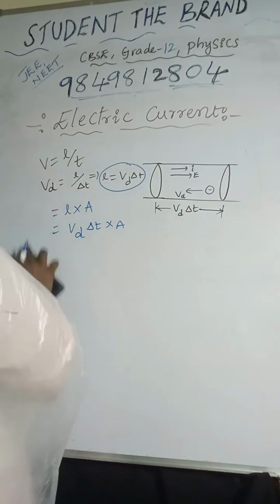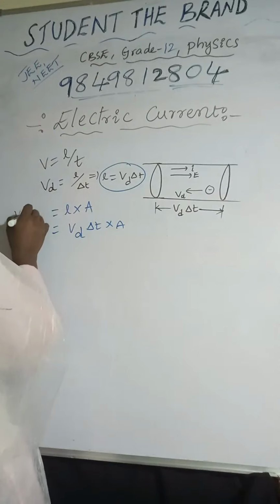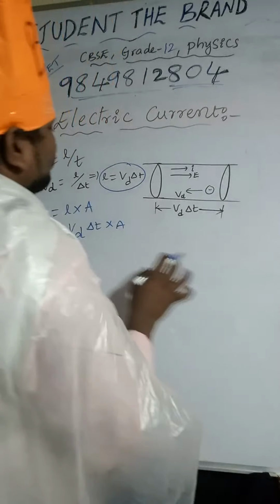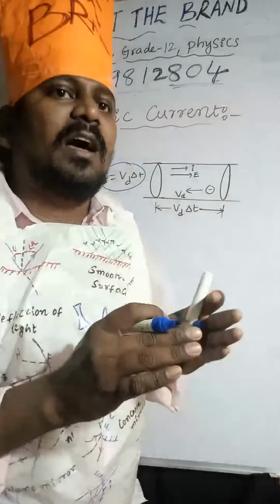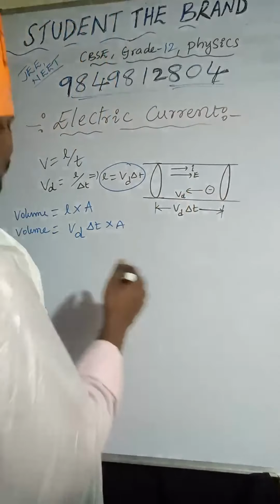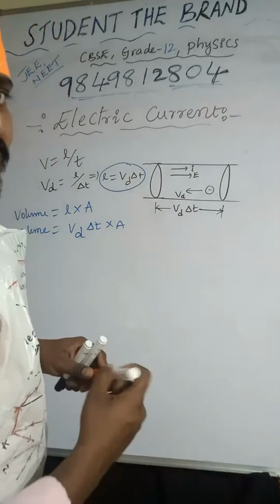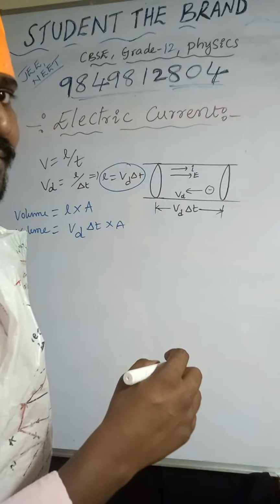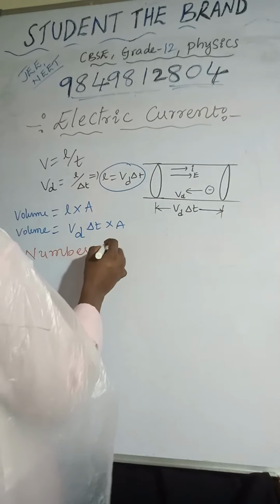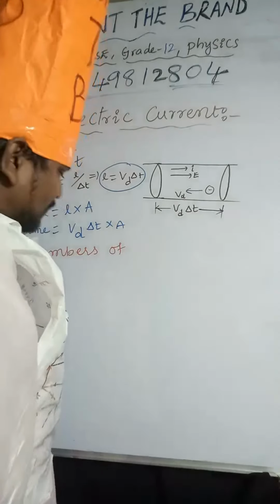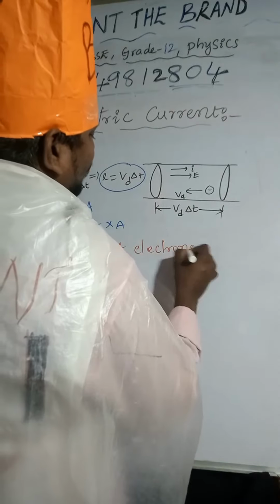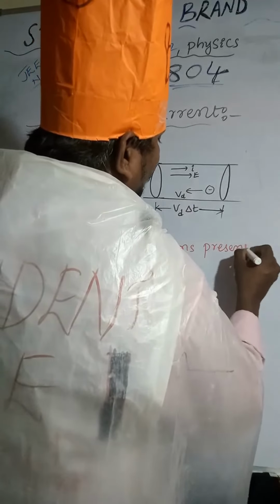Don't get confused between V and volume, so I'm mentioning it with words. This is the volume. I hope it is clear, right? In a particular volume, the number of electrons present is what we will discuss. How many electrons are present in this volume?